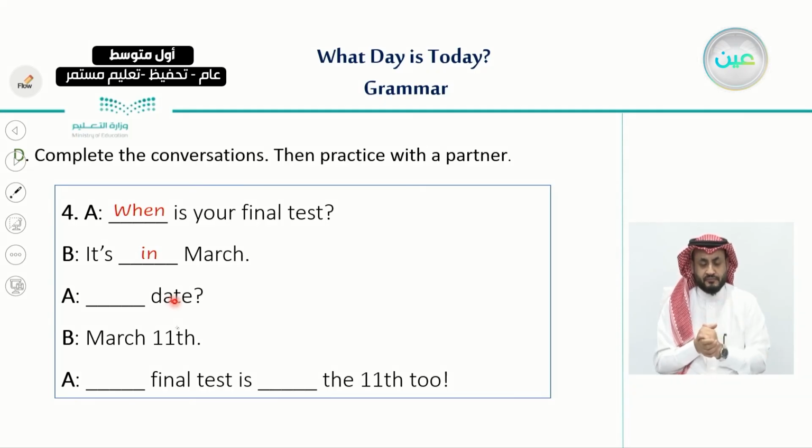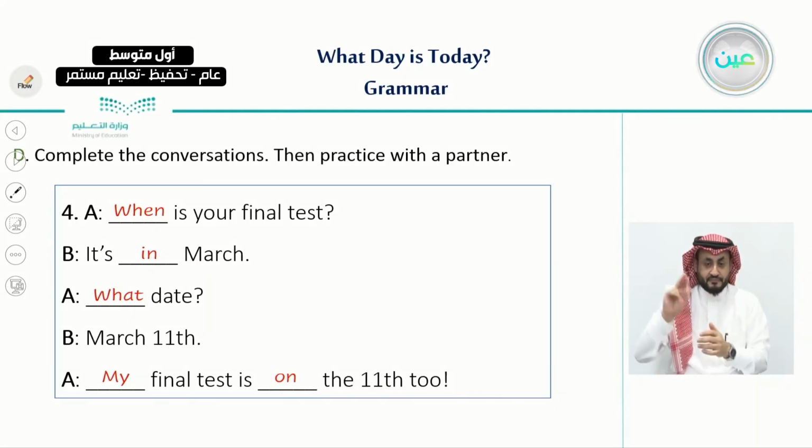And also, if you want to ask about a date, what is the question word? The question word is what. What date? And here, March 11th. And he says, my final test. When we're talking about a day, we would use on the 11th too. So it's very important that we know the preposition in comes with months and on comes with days as well.